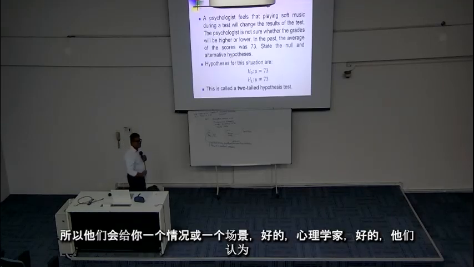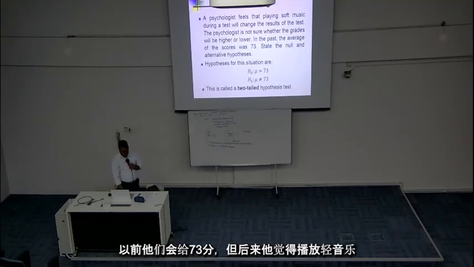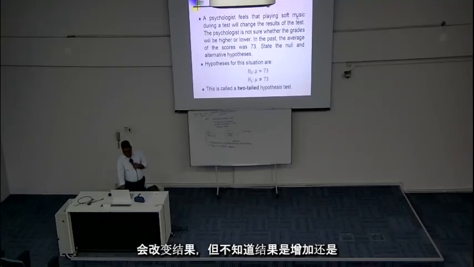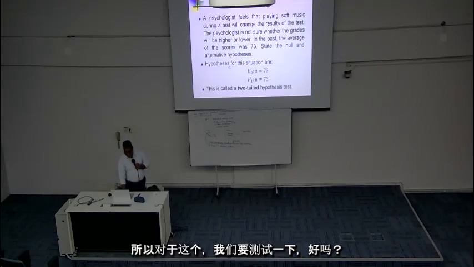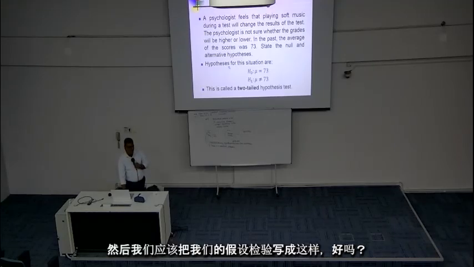Okay, so they give you one scenario. The psychologist believes that previously the score was 73, but he feels that playing soft music will change the result. But he doesn't know whether the result will increase or decrease. So for this one, we want to test, and we should write our hypotheses like this.